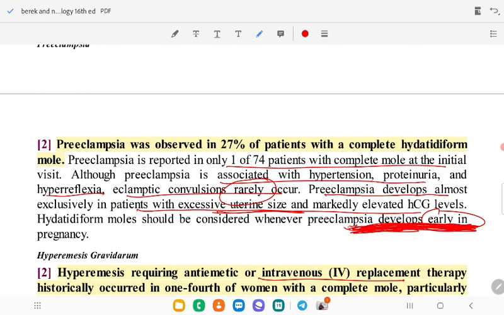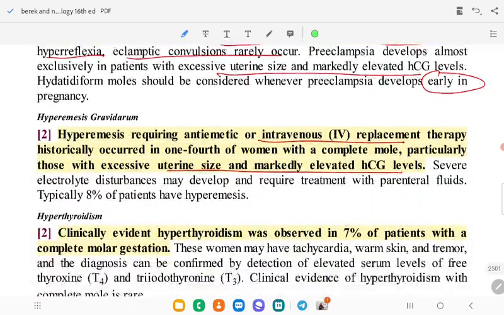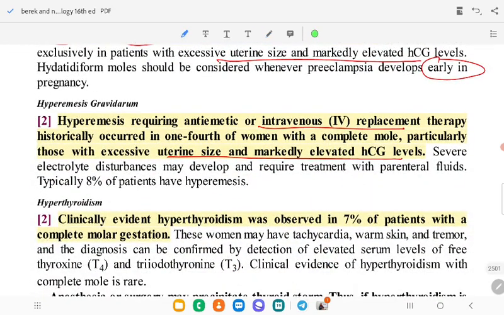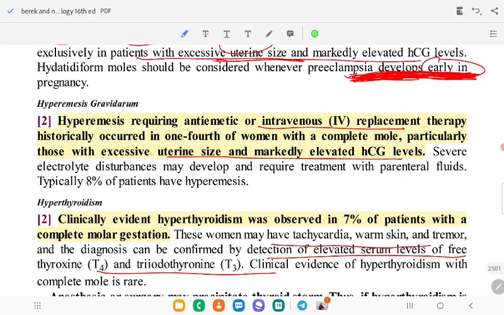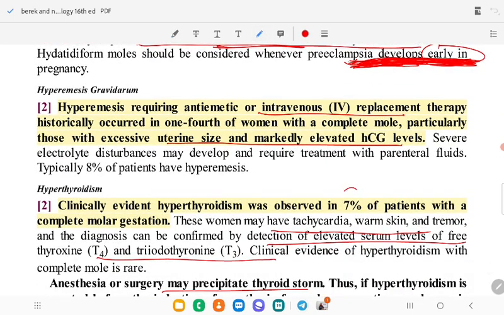Then another thing is hyperemesis gravidarum. Hyperemesis requires antiemetic and IV replacement therapy. It occurs in 25% of patients, particularly with excessive uterine size enlargement and markedly elevated HCG, and can be managed with electrolyte and fluid replacement. Hyperthyroidism is observed in 7% of patients because of complete molar gestation.